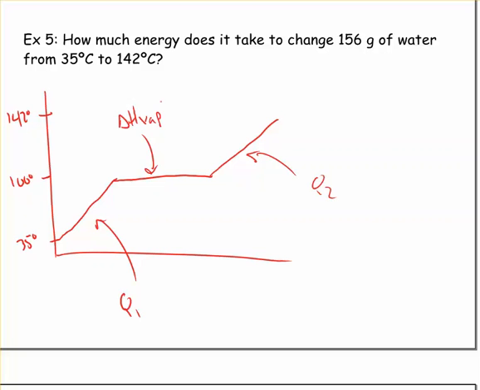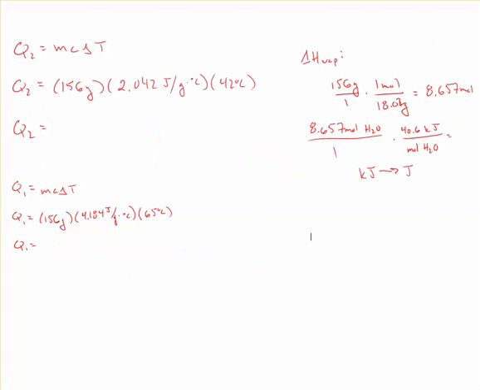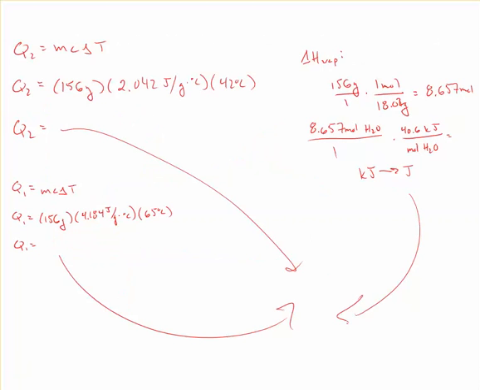Look back in the video, find the specific heats you need, find the delta H of vaporization, remember to check your units, and see if you can find the total amount of energy needed for this process to take place. Pause the video while you work. Hopefully you got something like this. Once you've converted your values from kilojoules to joules, sum all three, and you have the energy needed for this process.